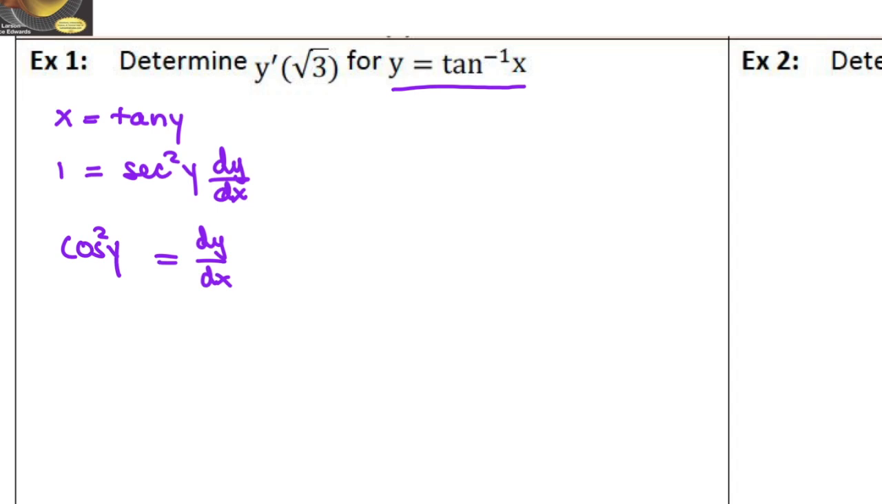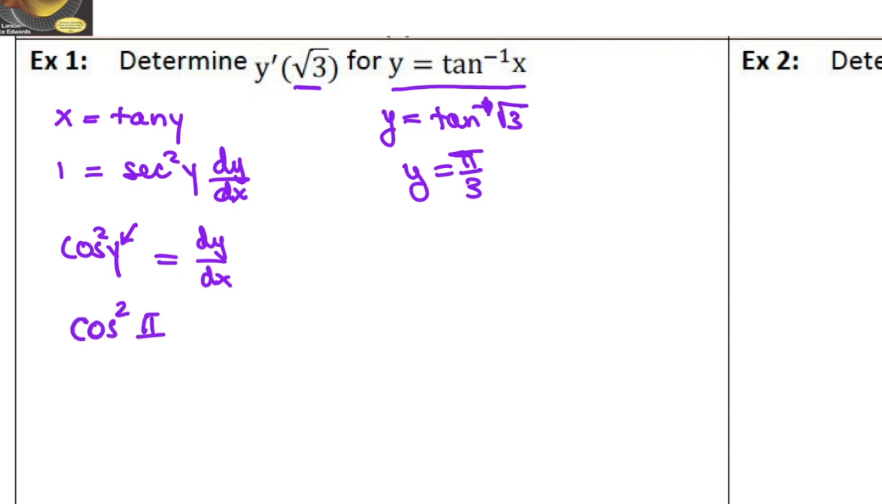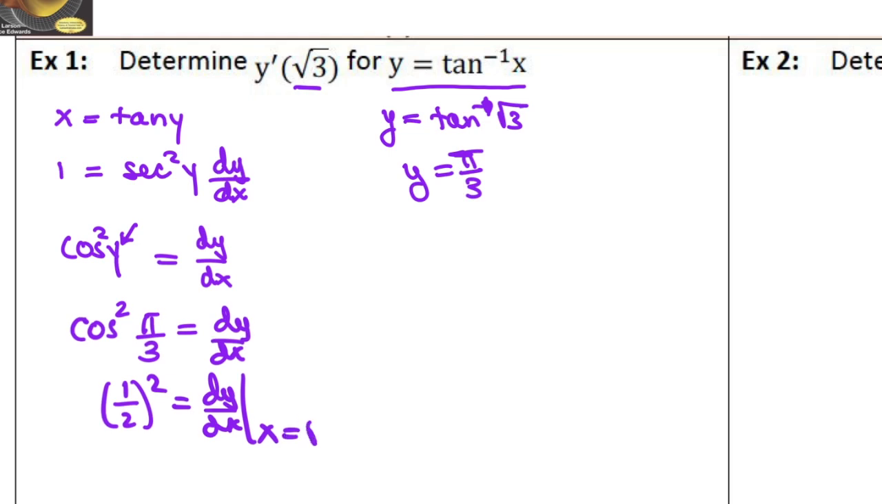Now, remember, I don't really want y as the value in the cosine. So we're going to let x equal the square root of 3. And we know that y equals the tan inverse of square root of 3 when y is equal to pi over 3. So the cosine squared of pi over 3 is going to be equal to our dy/dx. And therefore, we will have (1/2) squared equals dy/dx when x equals square root of 3.